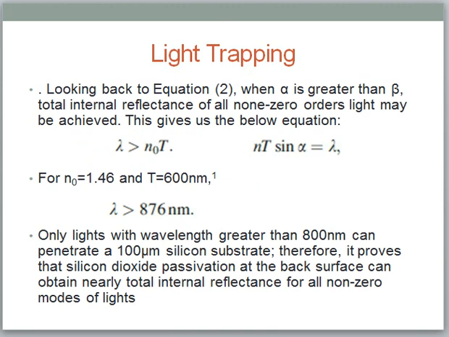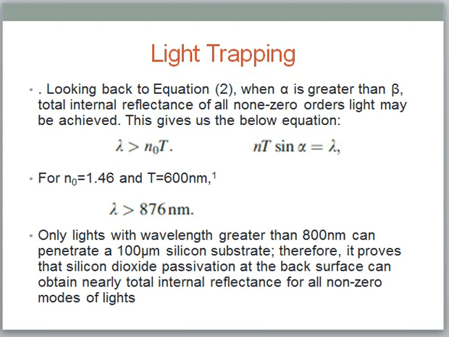So, using the previous formula and looking back to the original formula, when alpha is greater than beta, total internal reflectance of all non-zero order light may be achieved. This gives us the below equations. Lambda is greater than N0 T. For N0 equal to 1.46 and T equal to 600 nanometers, lambda is greater than 876 nanometers.